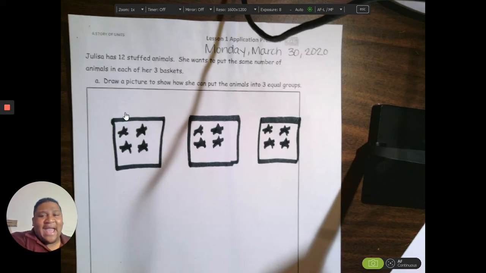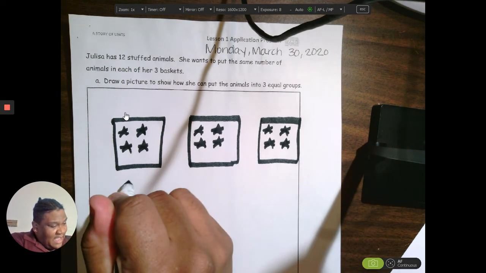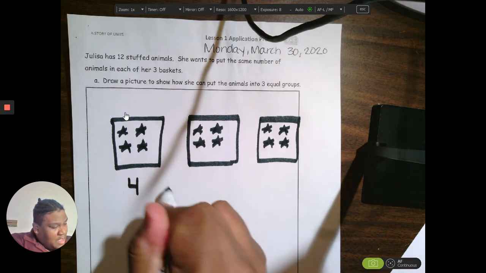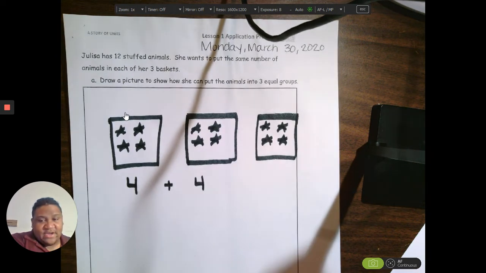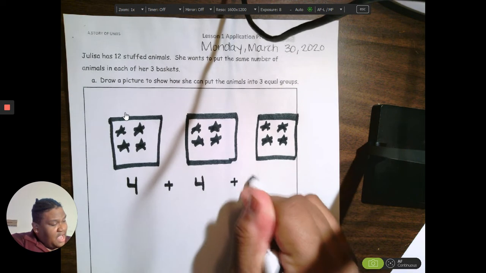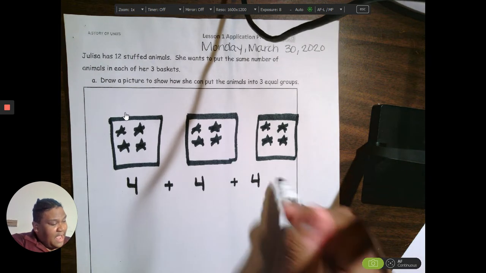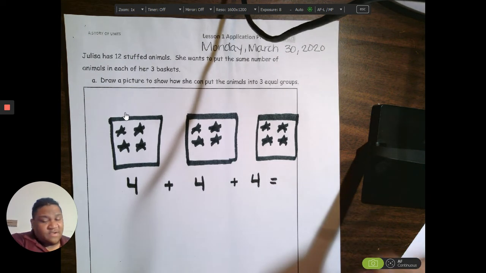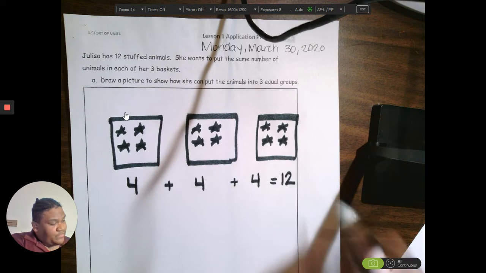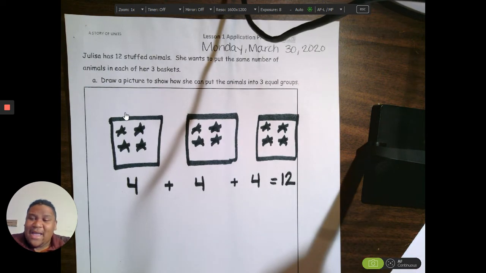All right, well, let's look at it. How can I create a repeated addition equation to multiplication? All right, so if I were to go with my pictorial representation, I would say that I have 4 right here plus another 4 right here, plus another 4 right there. And it's going to give me the total of 12.